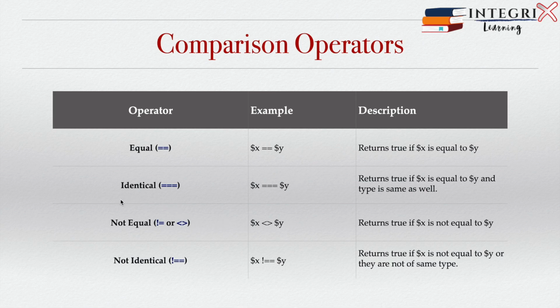Not equal to is an operator where you check whether the two operands are same or not. Similarly, not identical is denoted by exclamation and double equal to signs. Here it returns true if x is not equal to y, or they are not of the same type. So it's the absolute reverse of the identical operator.